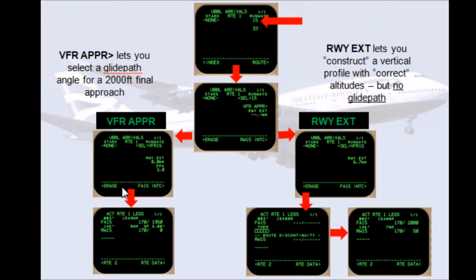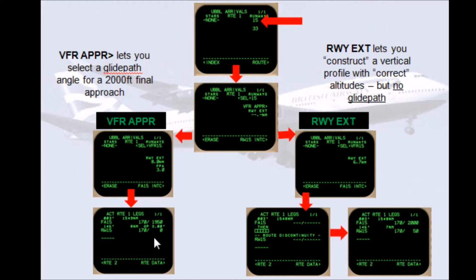If you then go, having executed that, to the legs page, you'll find something like this. The 2 waypoints will be joined up, the runway and the final approach fix, and the heights and the glide path are already put in for you. Now the height will be 2,000 feet above the runway itself. This particular airfield is 50 feet below sea level, so hence the 1950 feet there.